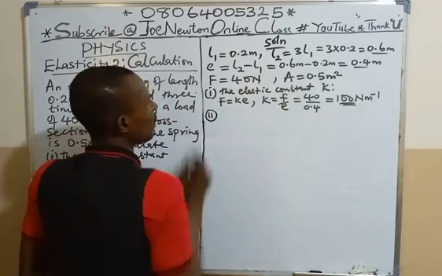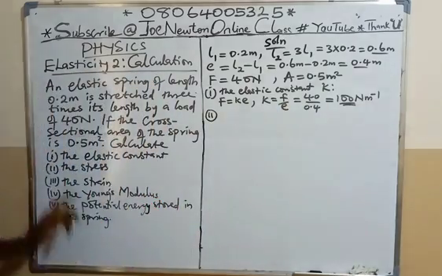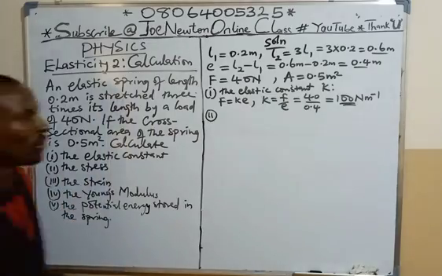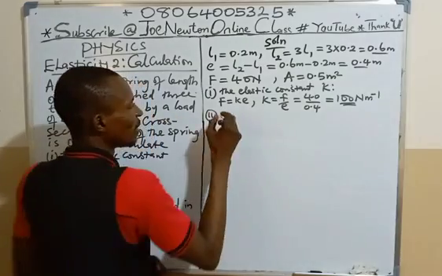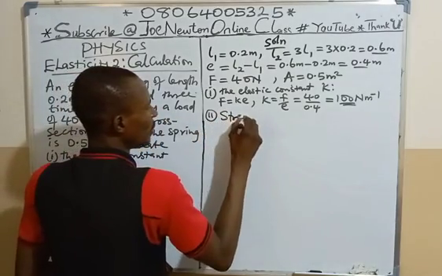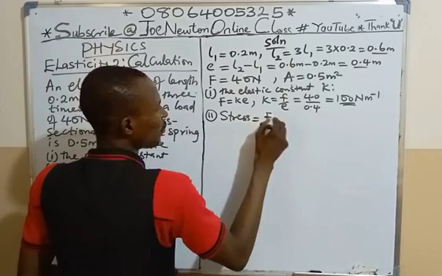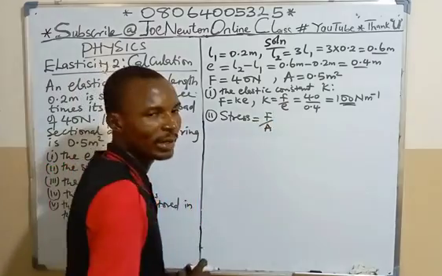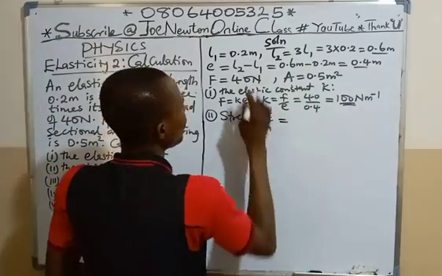Then II. We are asked to find the stress, that's the tensile stress. Recall, last time we stated that the formula for stress is equal to force over cross-sectional area. And our force is what? 40.